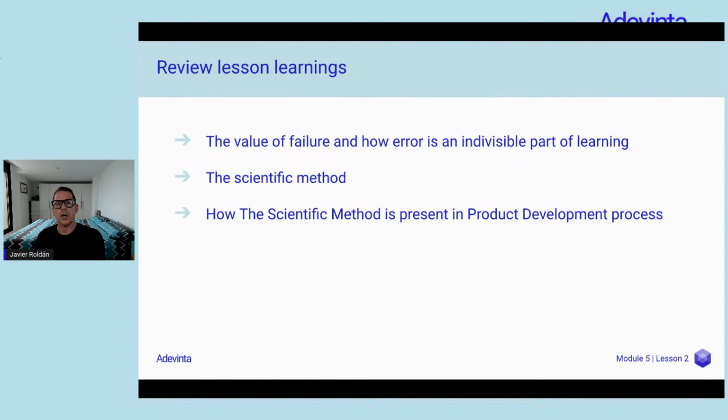Let's summarize what we have learned today. The value of failure and how error is an indivisible part of learning, the scientific method, and how the scientific method is present in the product development process.